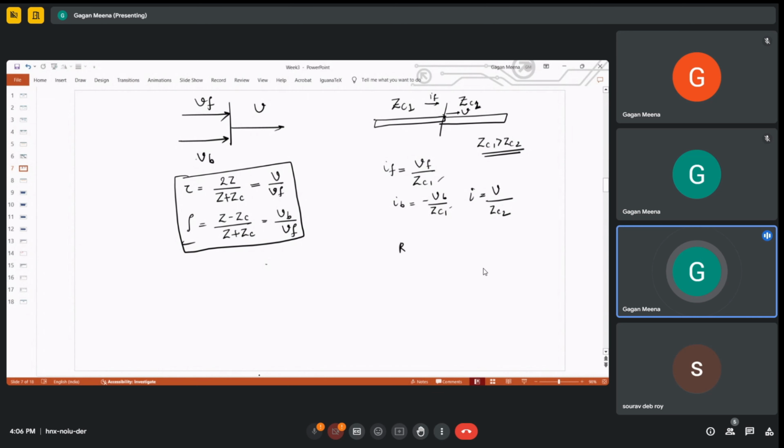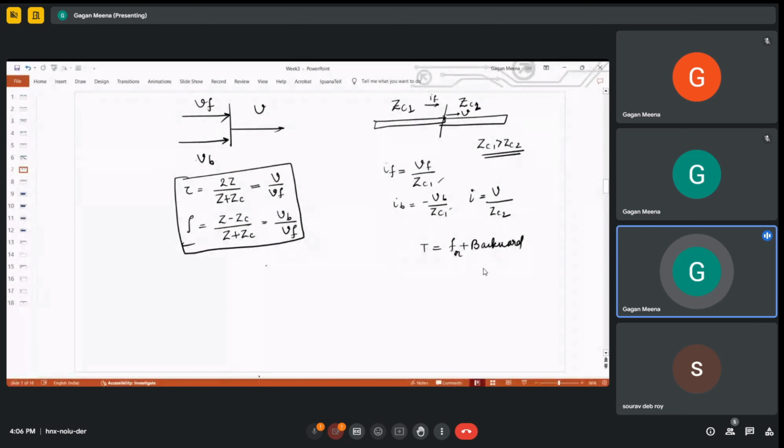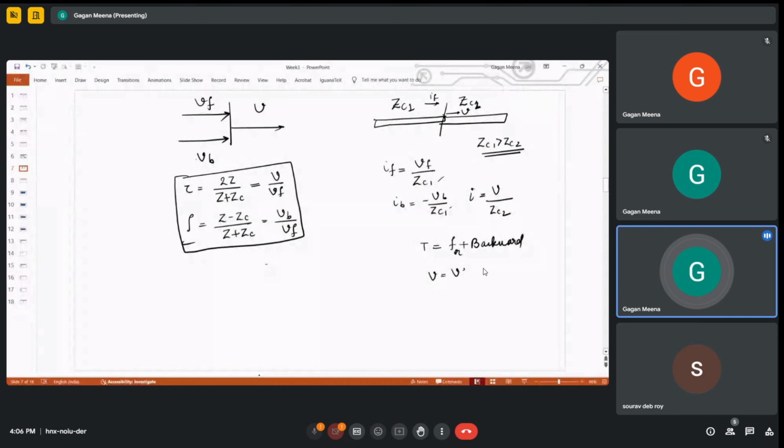So we know that refracted plus transmitted is equal to forward plus backward. So the transmitted wave is equal to forward plus backward. So V is equal to VF plus VB, the same as we have already done. Similarly for the current, IF plus IB. So now we know IF we have written here: it is VF divided by ZC1, this is minus VB divided by ZC1, and I we have also written as V by ZC2.